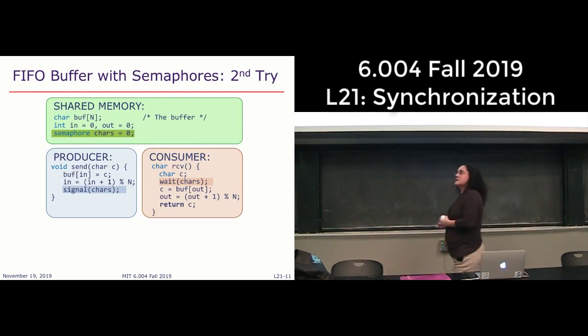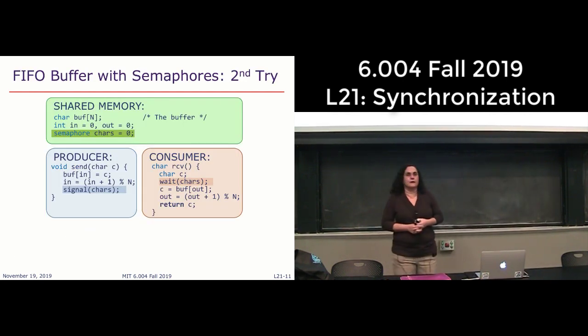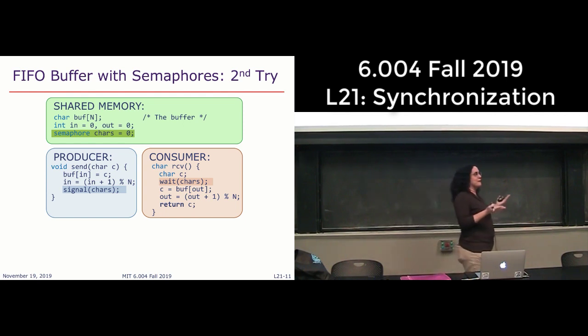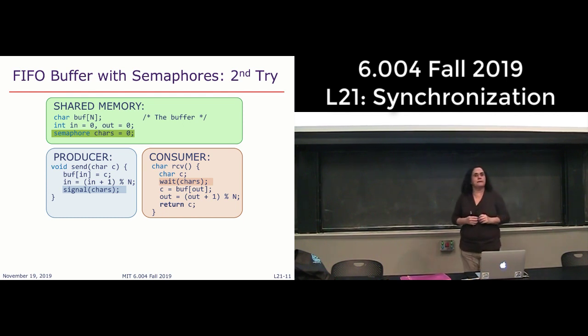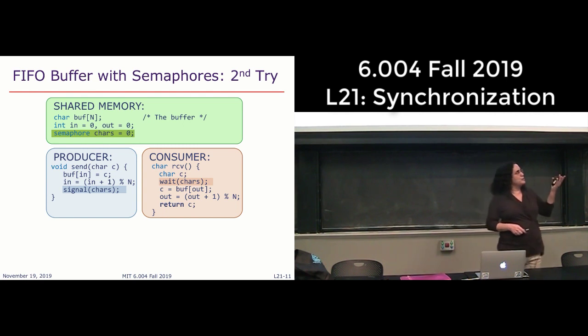All right, so now let's go back to our code of trying to implement this n character buffer in shared memory, and see if we can do a little bit better than we did before. Okay, so one of the things that we said we definitely need to make sure is that our producer produces a character before our consumer tries to consume something, right? So we're going to use semaphores in order to try to do that. So let's take a look at how.